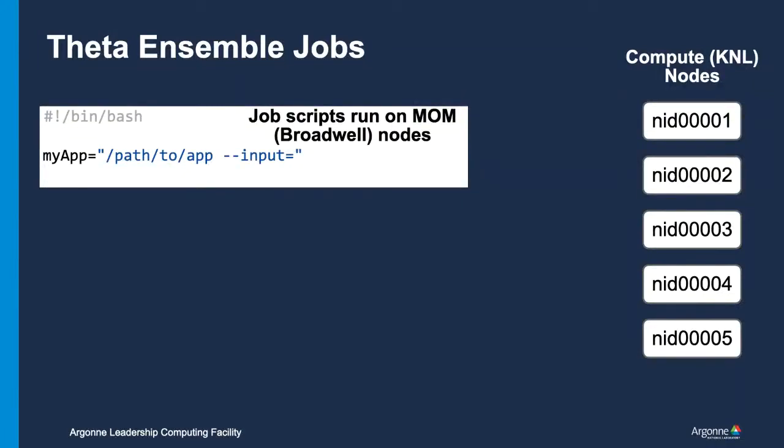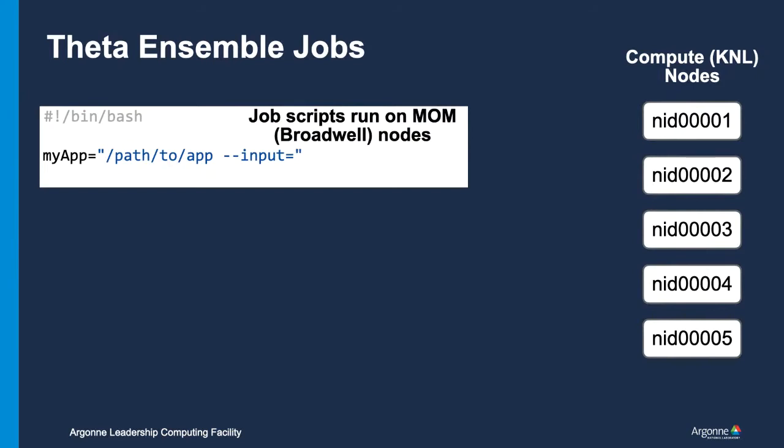So it's crucial to remember that your Cobalt job script is executing on a mom node, which has a completely different architecture from the compute nodes and is shared by all users on the system. We then launch our applications from the mom nodes onto compute nodes using the apprun command.